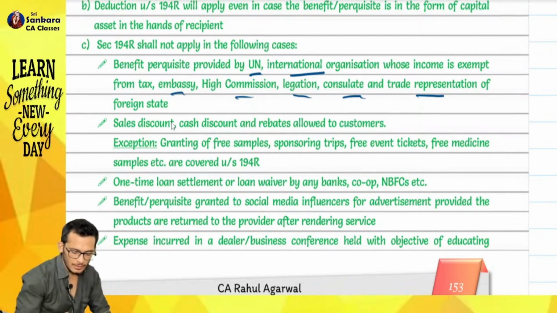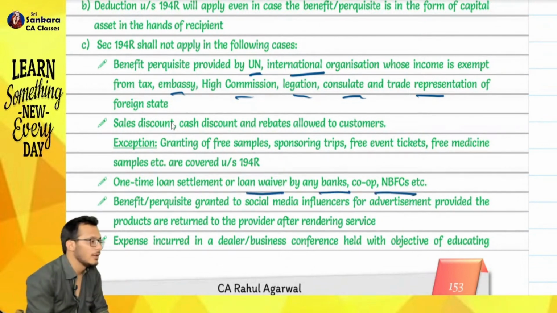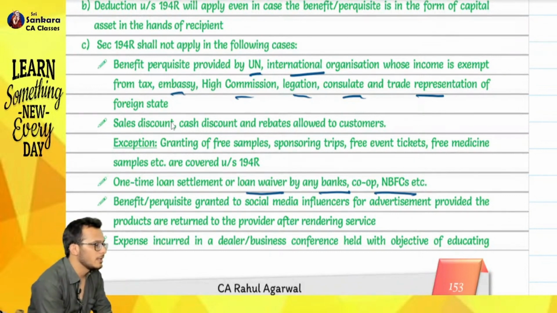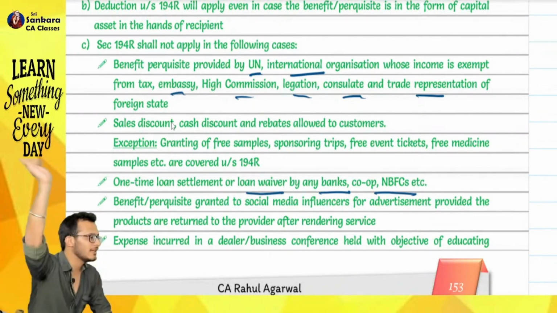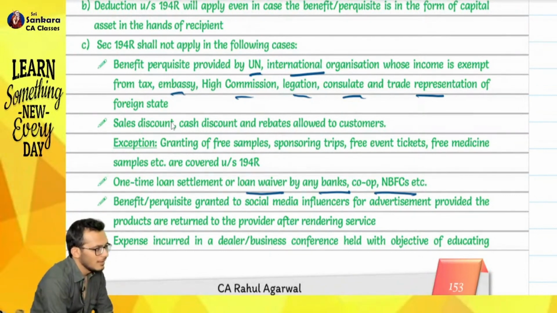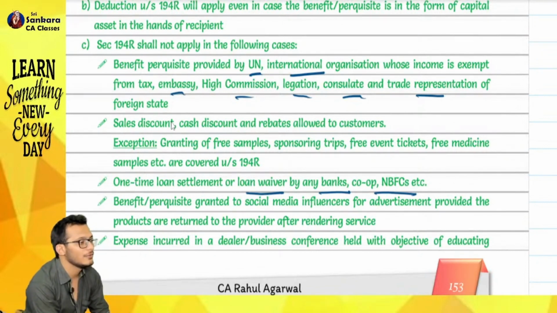Next one: any kind of one-time loan settlement or loan waiver by banks, co-ops or NBFCs. Suppose you took a loan from the bank and told the bank, I'm sorry, I'm not making the payment to you. The bank said, okay boss, Vijay Mallya already spoiled me, you also spoiled me, go to hell, and waived off the loan for you. Did he give you a benefit? Yes. Is TDS applicable? No.